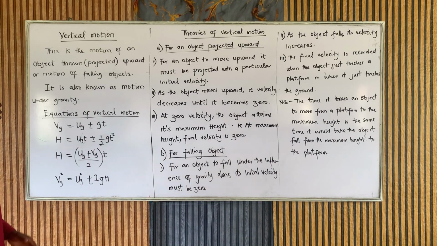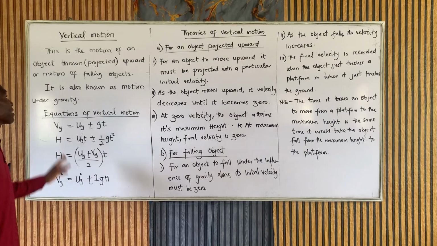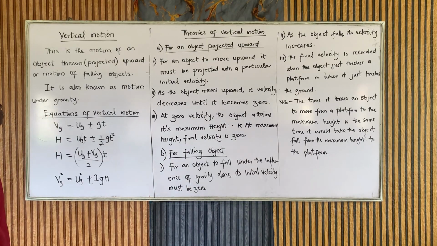And so today we are considering vertical motion. This is motion of an object thrown upward or motion of falling objects, and it's known as motion under gravity as well. Now let's look at equations of vertical motion.